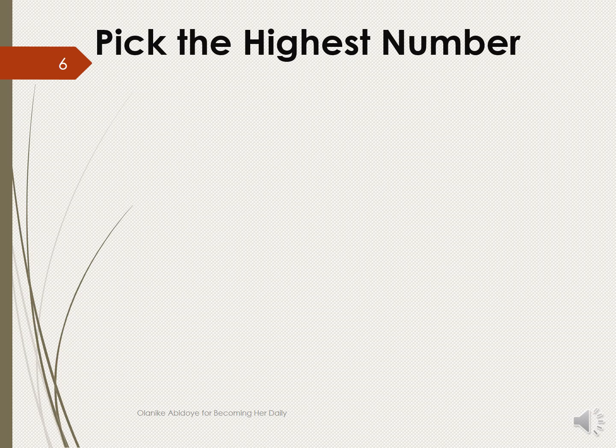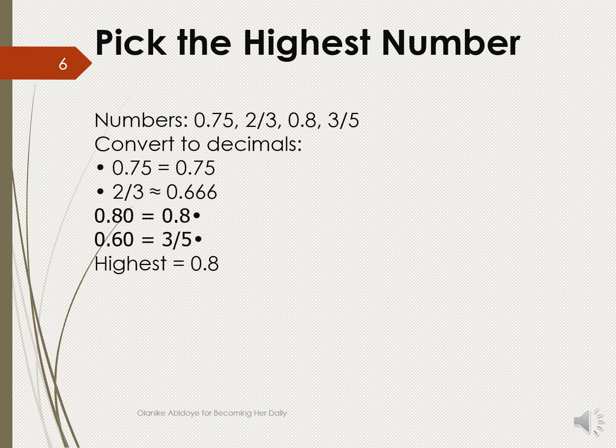Then the next one will be, we may be given some numbers, which can be decimals or fractions. Then the exam will ask us to pick the greatest or the highest out of those numbers. So for example, these numbers: 0.75, 2 over 3, 0.8, 3 over 5. To get the highest number from all these 4 numbers, the best way is to convert all of them to decimal. This one is decimal, this is a fraction, this is decimal, this is also a fraction.